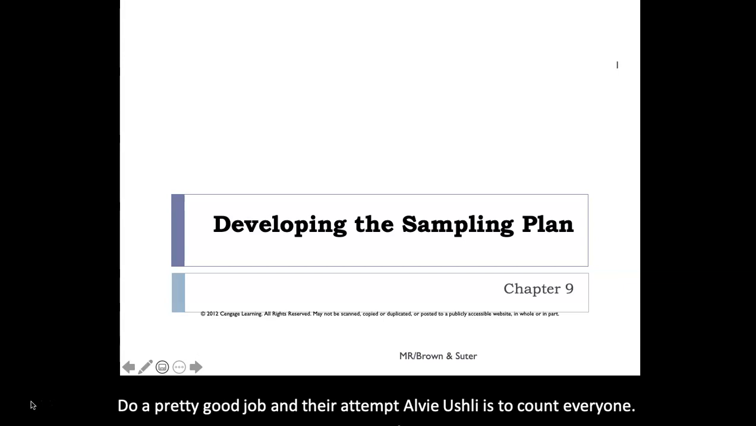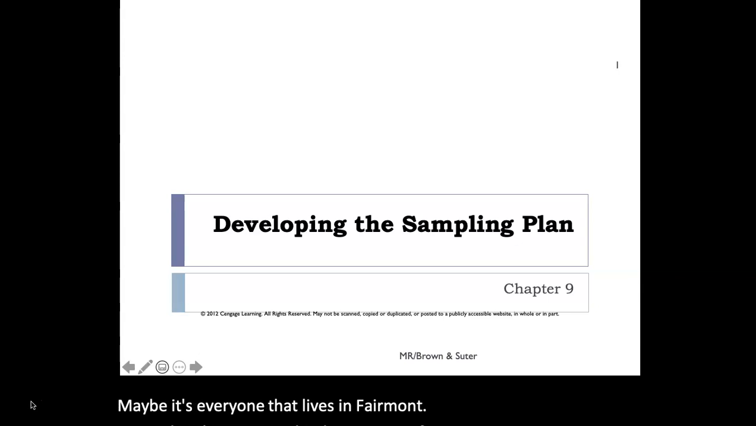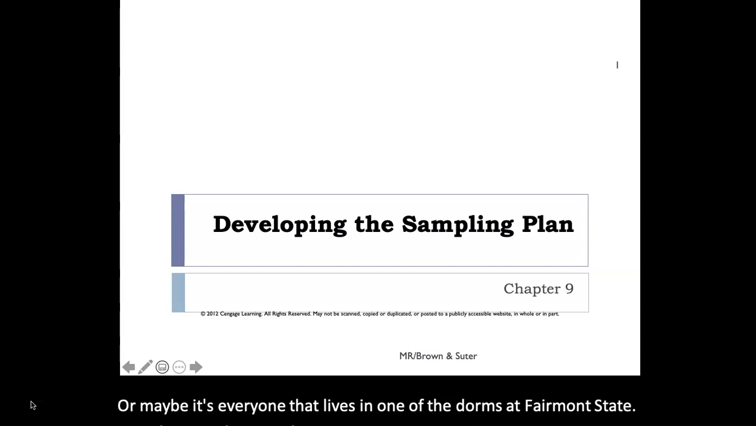Now, the population may not be the entire population of the United States. You may only want to look at, question, or find something out about a smaller population. Maybe it's everyone that lives in Fairmont, or maybe it's everyone that lives in one of the dorms at Fairmont State. But whatever that population is, it's everyone. That's a census. A sample takes a subset of a population, questions it, tries to find something out about it, and uses those answers or that information to apply to the entire population.